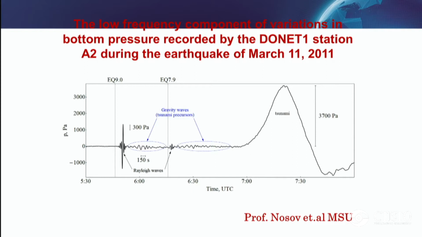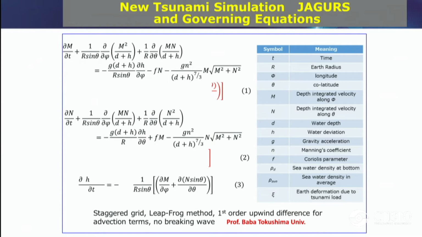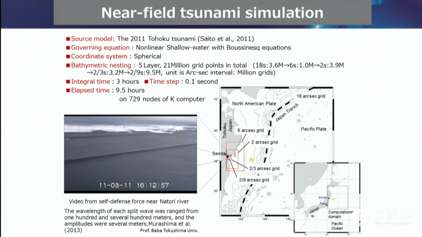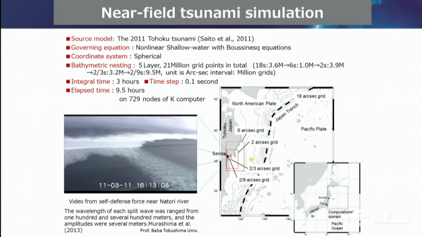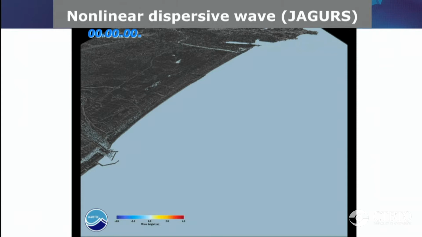Next slide. I'd like to show the advanced tsunami simulation result. As you know, at the Tohoku earthquake, as many waves, tsunami waves came, not one wave. Many tsunami waves came. Why did so many tsunami waves come? This phenomenon is a nonlinear dispersive wave. I would like to show you here.